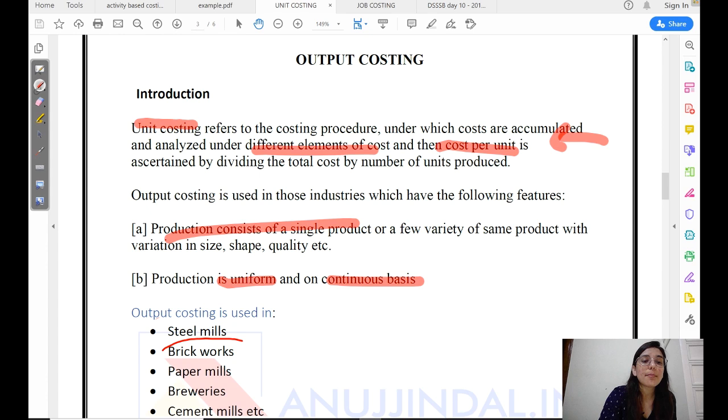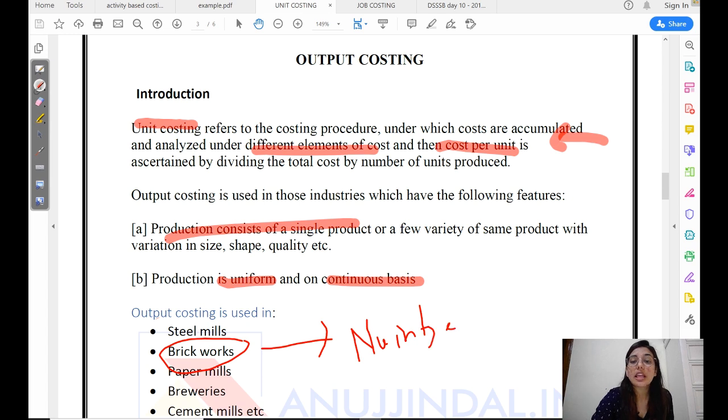Let us take the example of brickworks. Here we are producing a number of bricks, right? So the number of bricks is the cost unit. This cost unit is similar for the whole brickwork industry, and hence the total cost could be divided by the number of bricks produced, and hence we can calculate the cost per unit.